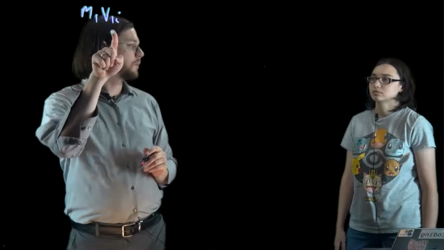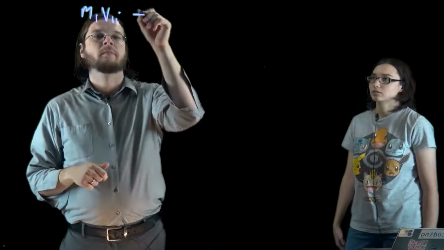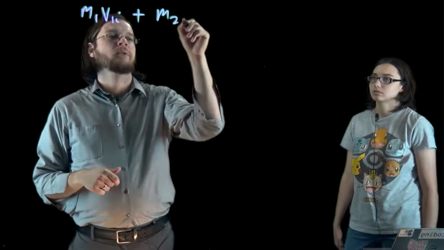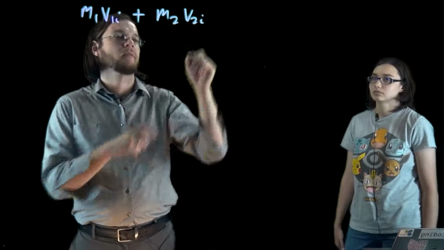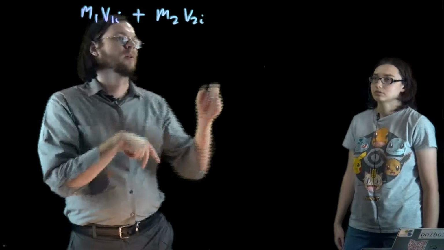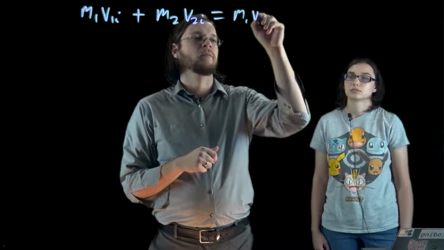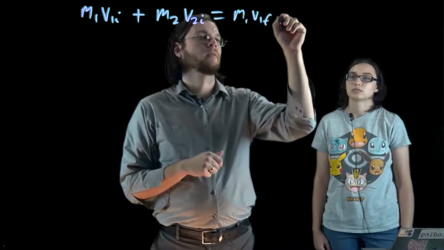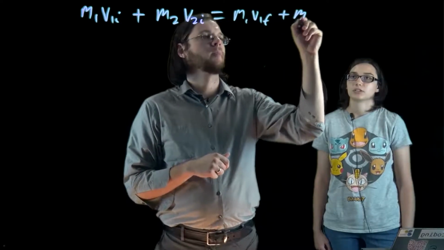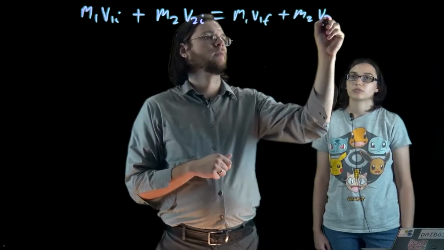So let's think about momentum conservation for a second. So it's m1 times v1I. Our first object is the rocket. Plus m2 v2I. Our second object is the blob. And then they're going to collide: m1 v1 final plus m2 v2 final.